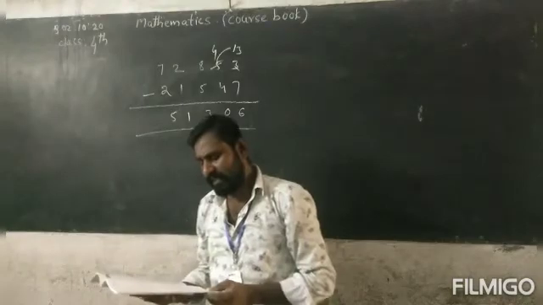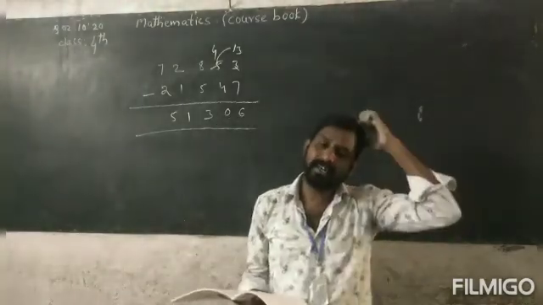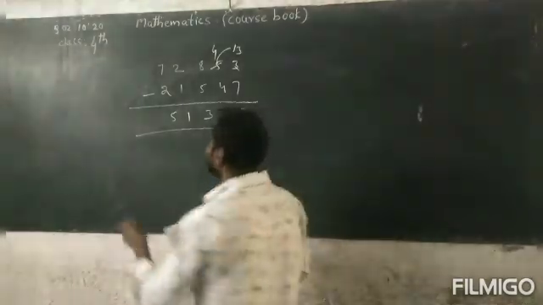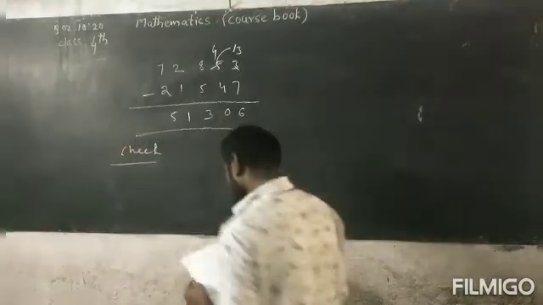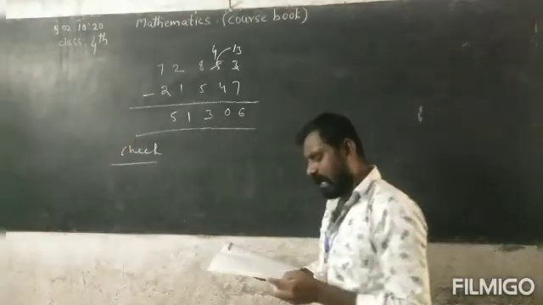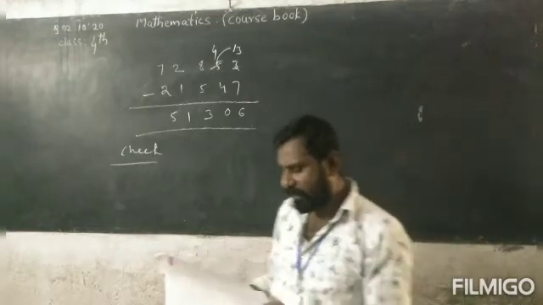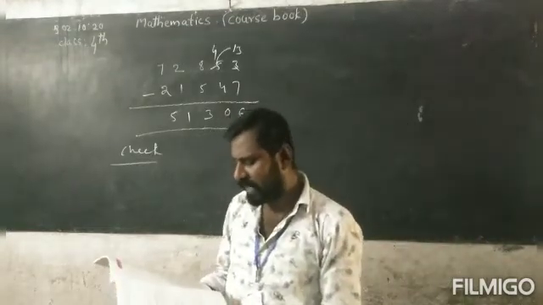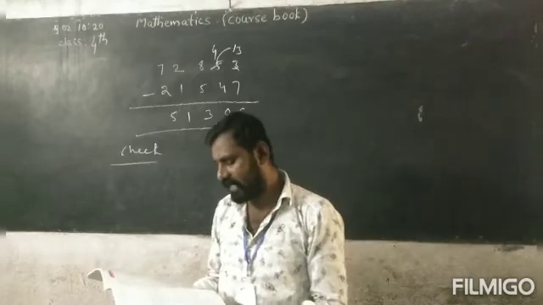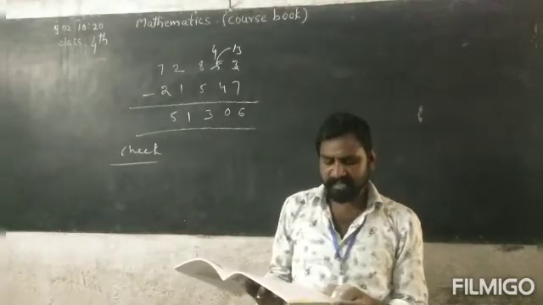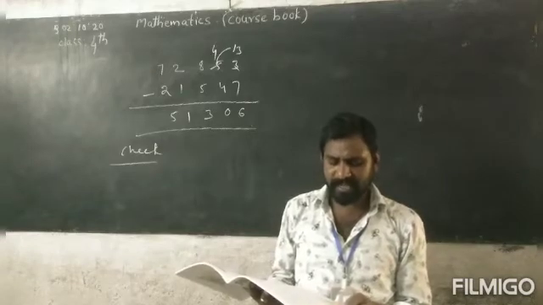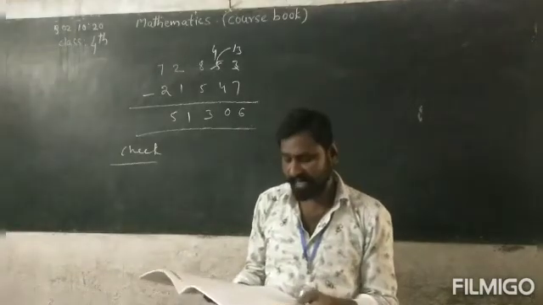So, is my answer correct? So check is very important. See here, as we are subtracting the numbers, we need to get a smaller number than 72,853. Since here 51,306 is less than 72,853.